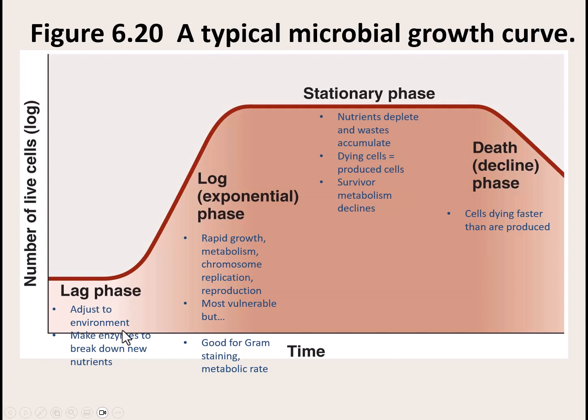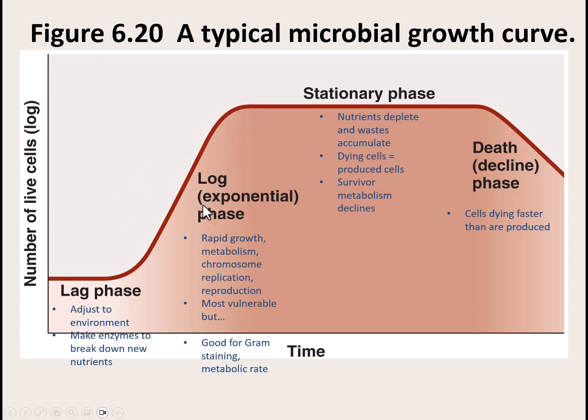And then as soon as they've got everything ready to go, they just multiply super fast and you get high numbers very quickly. It's at this point that we generally pull them out of the incubator, when they're in this really happy growing time. Because at this point, you see lots of bacteria and lots of growth. So they're great for gram staining.